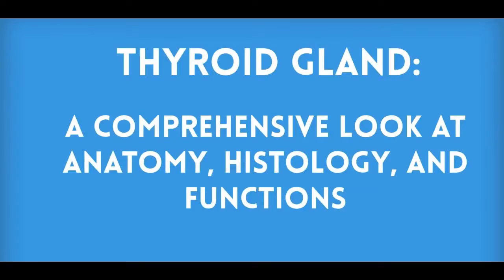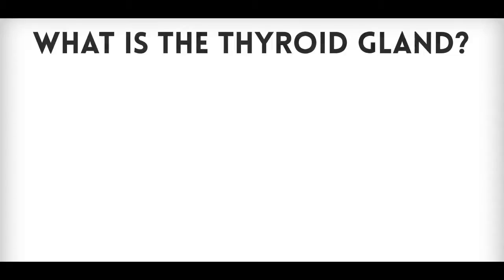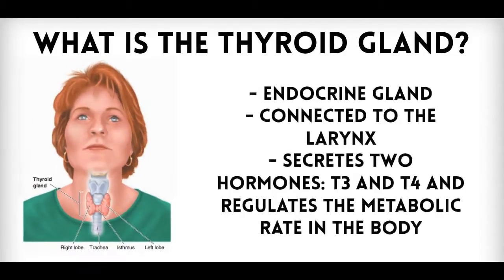Alright, so today we're taking a close look at the thyroid gland, looking at the anatomy, histology, and also some of the functions. So just a brief overview: what is the thyroid gland? Well, the thyroid gland is located in your neck, and it's an endocrine gland, which means it secretes hormones. It is connected to the larynx, which is the voice box, and it secretes T3 and T4. There are two hormones, and they regulate the metabolic rate inside the body.